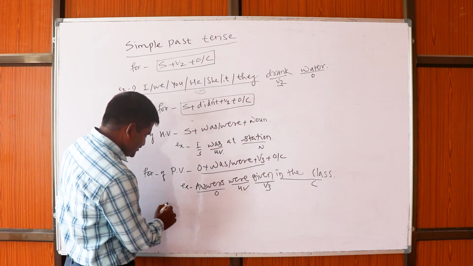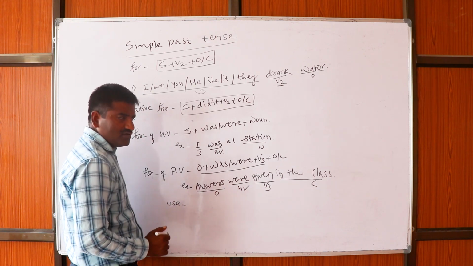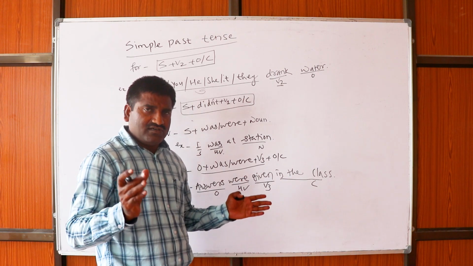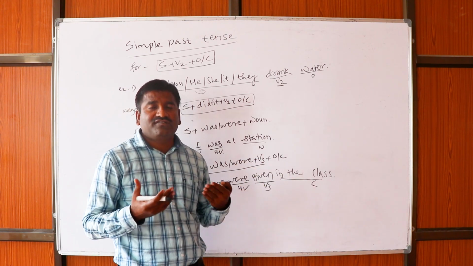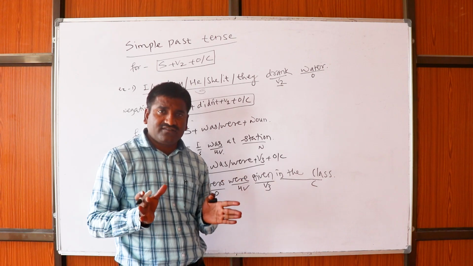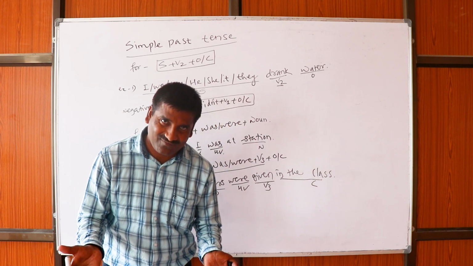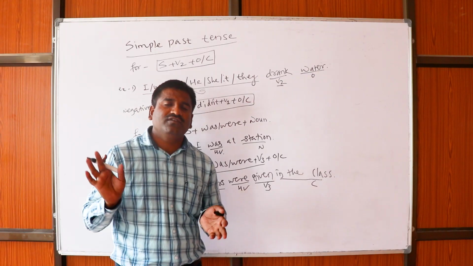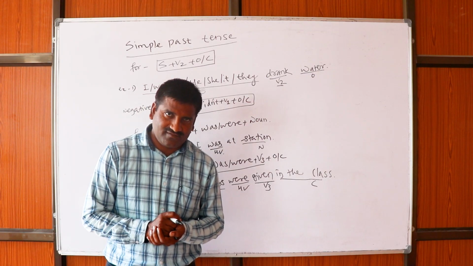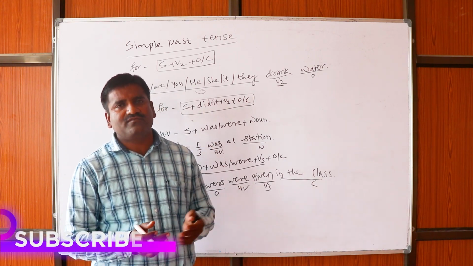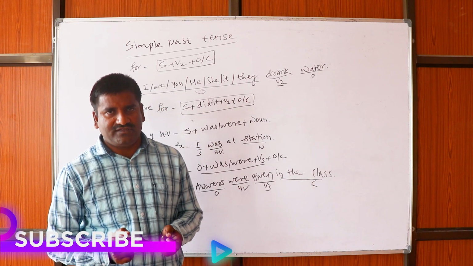And use. What is the use? Use of the past tense: it helps us to describe actions or events which occurred in the past. For example, I went to Delhi. So to describe the incident or event which occurred in the past, we use simple past tense.